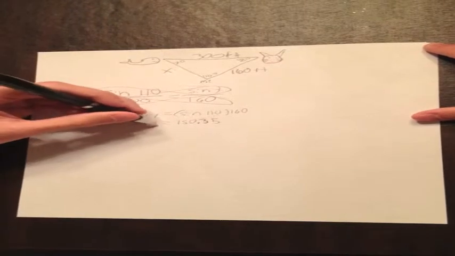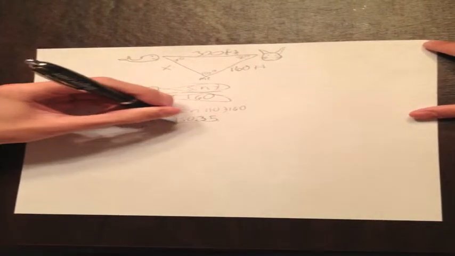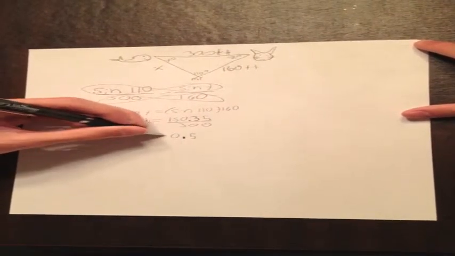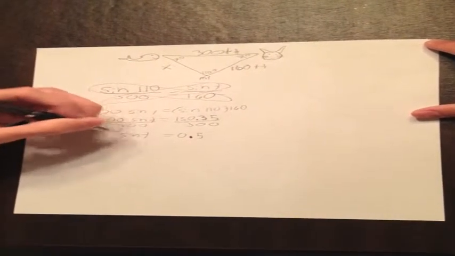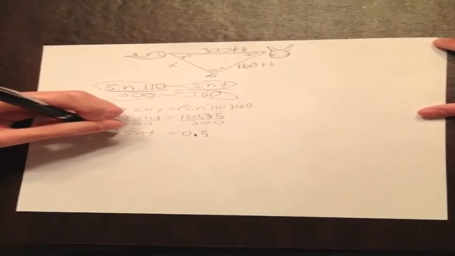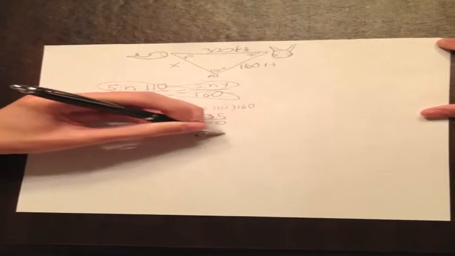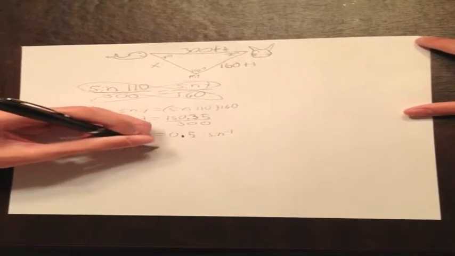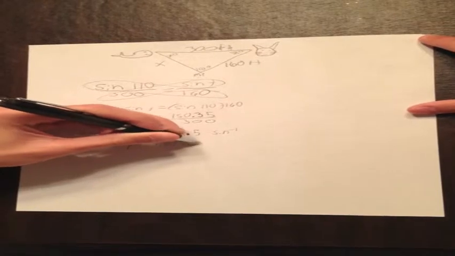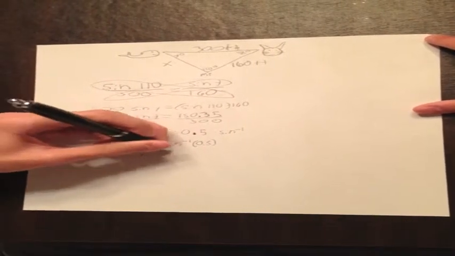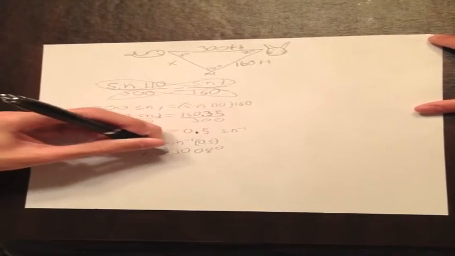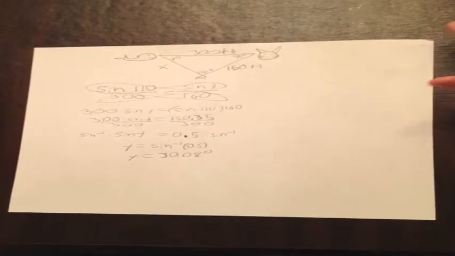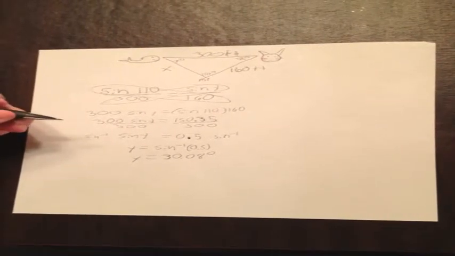And then you do divided by 300. And then you're going to get about 0.5. That equals sine y. So you have to do the sine inverse. So you're going to get y equals the sine inverse of 0.5, and that's going to come out to be 30.08 degrees. Now, you're probably wondering, okay, that's the only degree measure it could be.